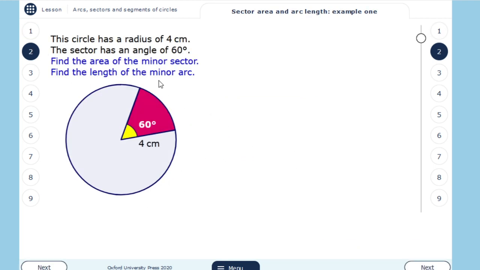Now, this circle has a radius of 4 centimeters. The sector has an angle of 60 degrees. Find the area of the minor sector, and then find the length of the minor arc. Let's see that.